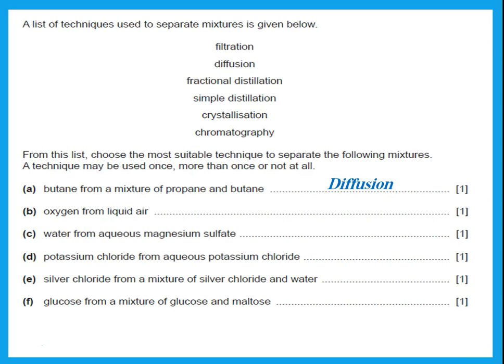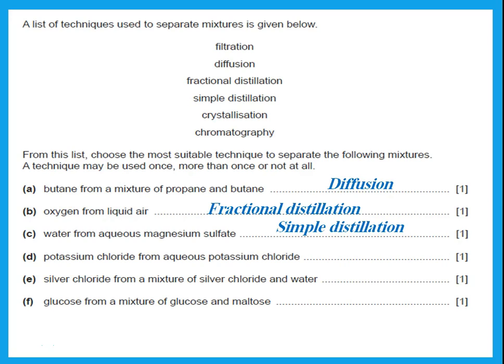Okay. Oxygen from liquid air. Now, you should know that air is a mixture of gases. Now, if I cool it, it becomes liquid. So, it becomes a mixture of liquids. How do we separate a mixture of liquids? A mixture of liquids is separated by fractional distillation. Water from aqueous magnesium sulfate. So, I have a solution of magnesium sulfate, and I want the water. I do a simple distillation.